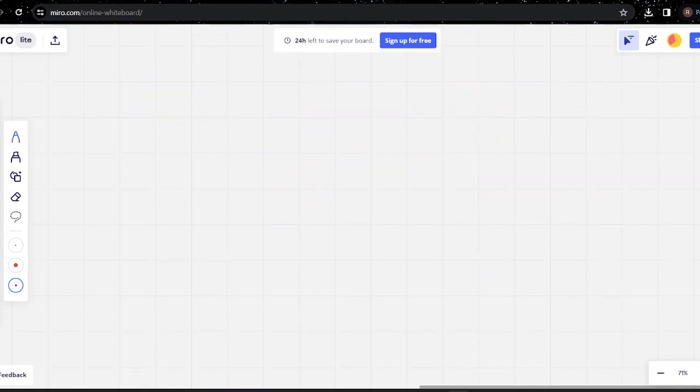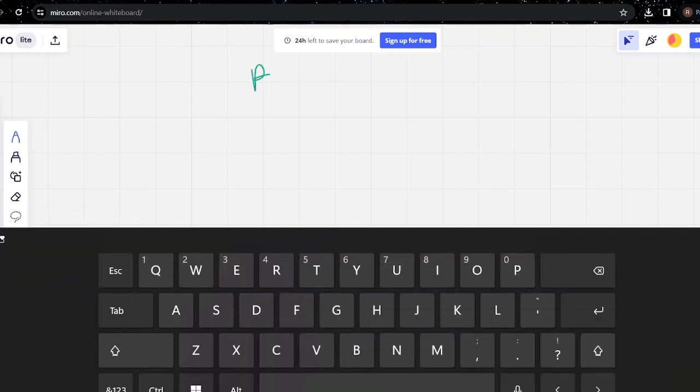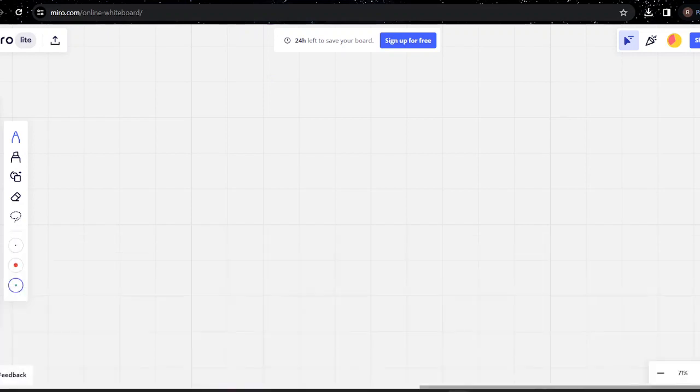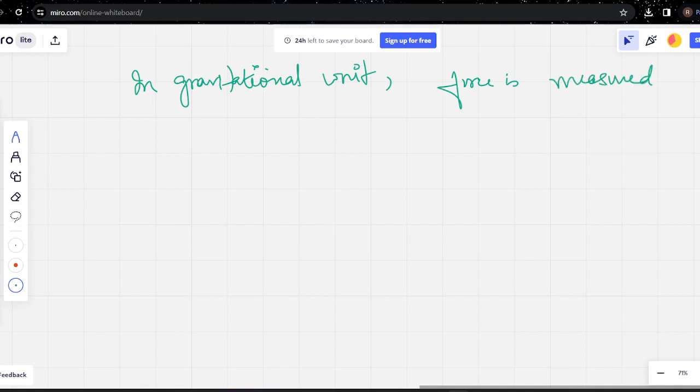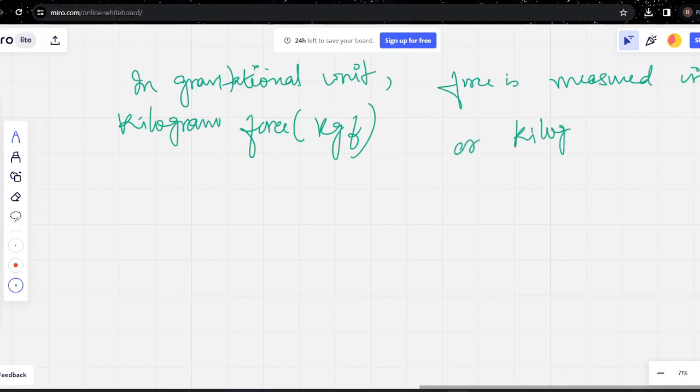Next, coming to gravitational units. In terms of gravitational units, force is measured in kgf, kilogram force, or kilogram weight.